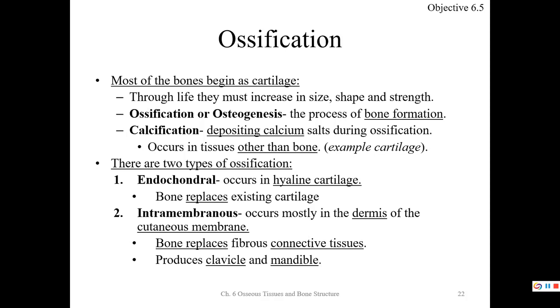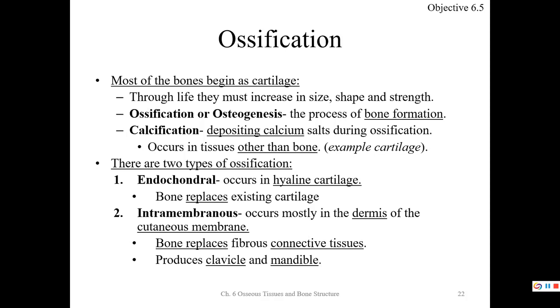Now, there are two kinds of ossification: endochondral and intramembranous. Endochondral occurs in hyaline cartilage, and this replaces existing cartilage with bone. Intramembranous occurs in the dermis, which is part of the cutaneous membrane. In intramembranous ossification, bone replaces fibrous connective tissues. This is how things like the clavicle and mandible get made.